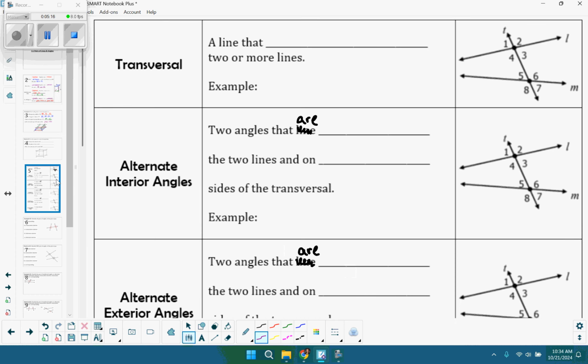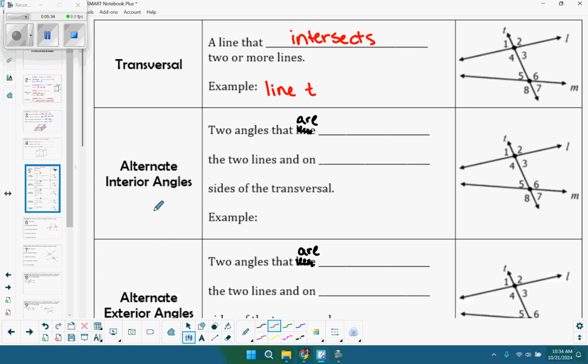All right, now we have some more terms. We have a transversal, which is a line that intersects two or more other lines. So in our picture here, line T is a transversal because it crosses both line L and line M.